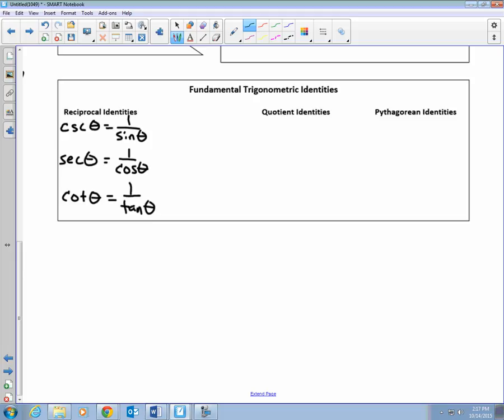We also have what we call these quotient identities. These are really important as well. If you take sine of theta and divide it by cosine of theta, you actually end up with tangent of theta. What do you think you get if you take cosine of theta and divide it by sine of theta? What is the reciprocal of tan? Cotangent.